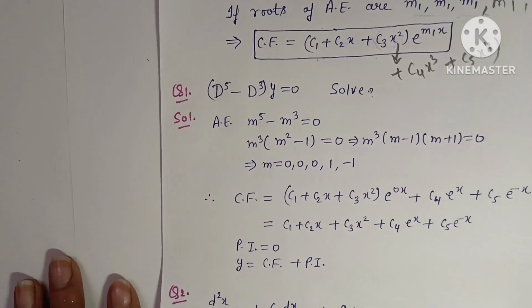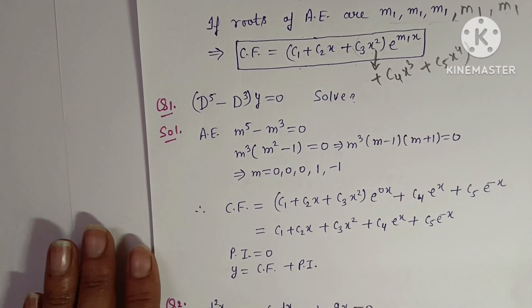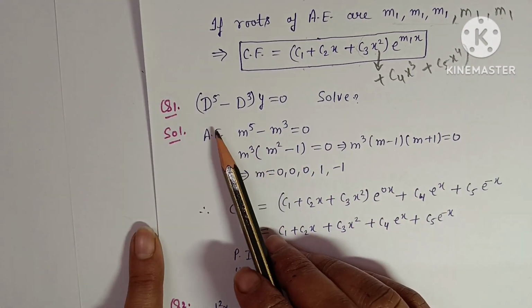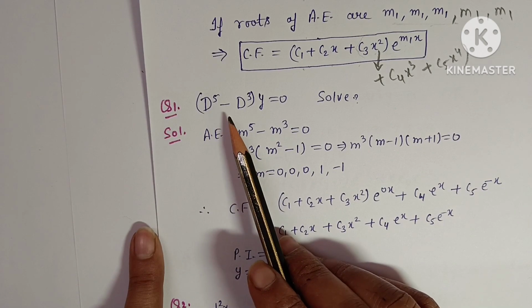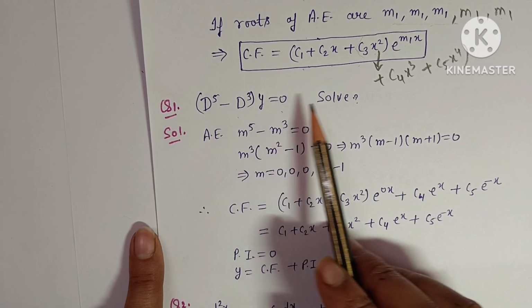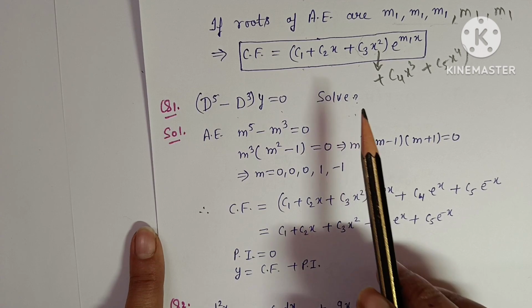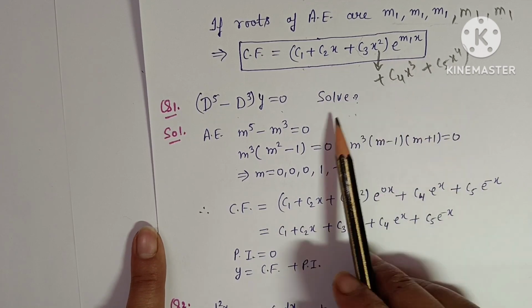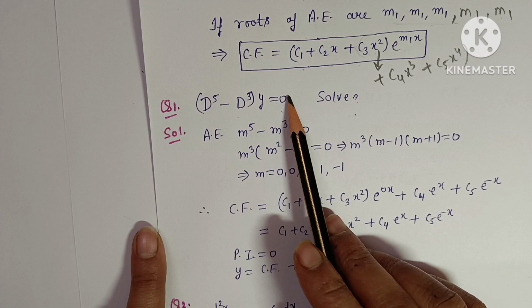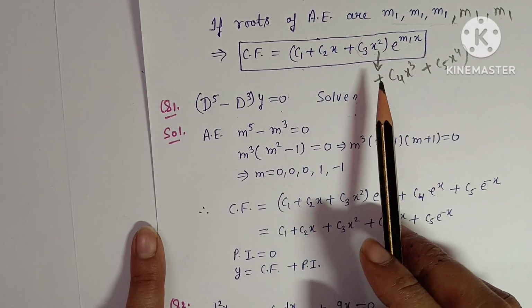I'll explain 6 differential equations based on this rule. In the first question you have (D to the power 5 minus D cube) y equal to 0, and you have to solve it. Solve means you have to write y equal to CF plus PI. PI will be 0 because the right side is 0, so you have to concentrate only on CF.